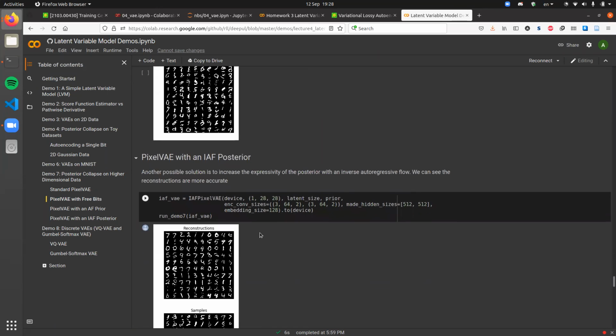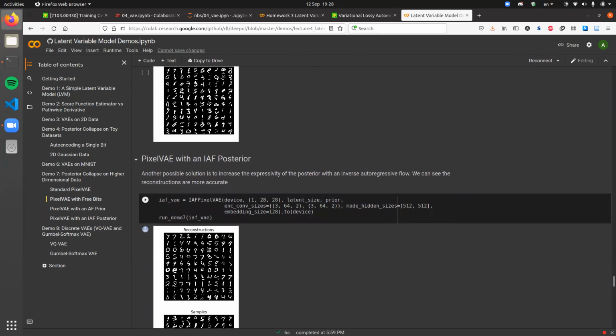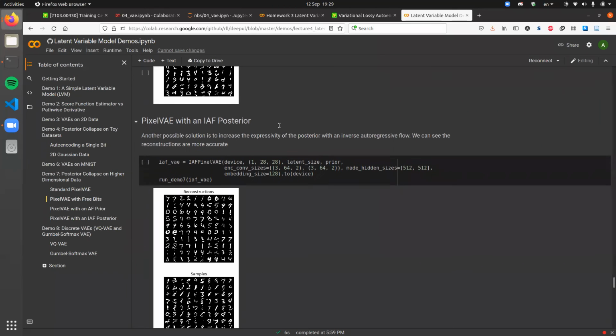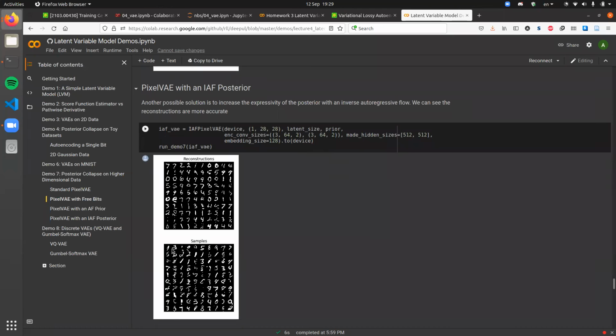So I guess you might see that in this inverse autoregressive flow implementation, it worked better, right? So at least the reconstructions are better than it was before. But yeah, the samples still are not quite good.